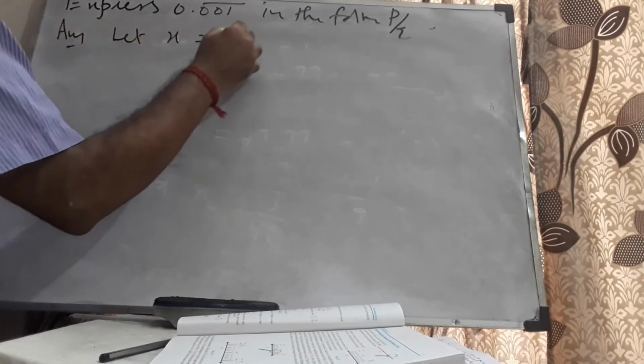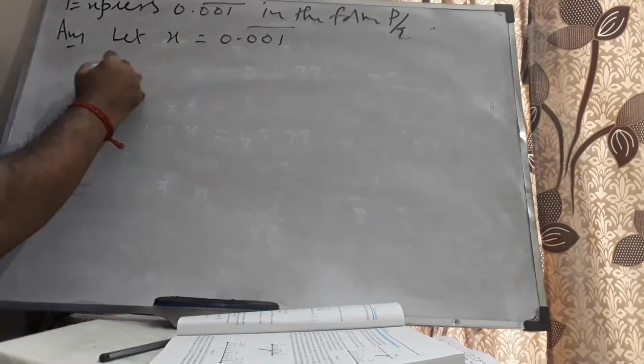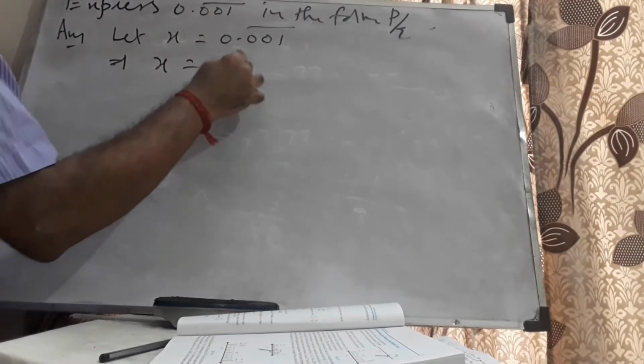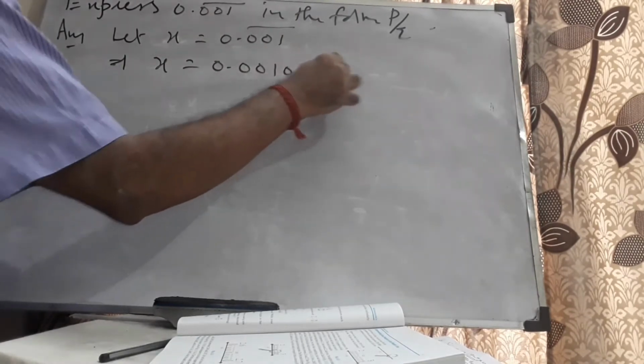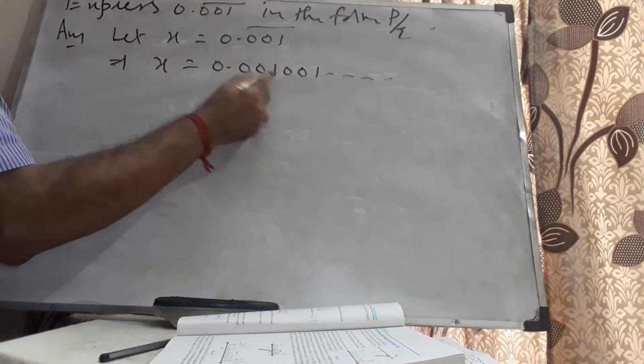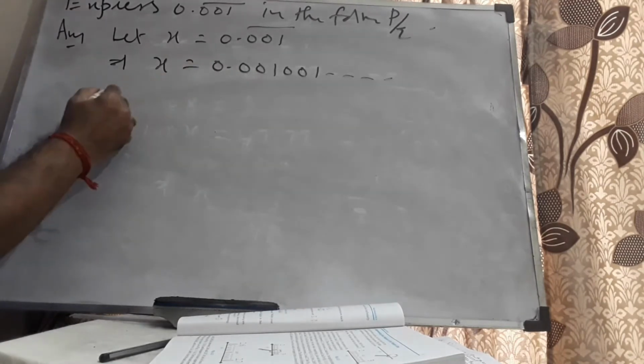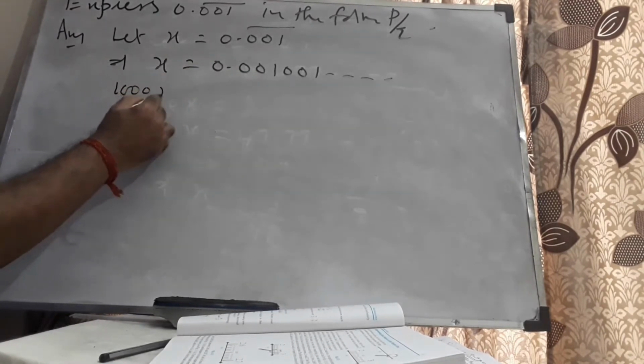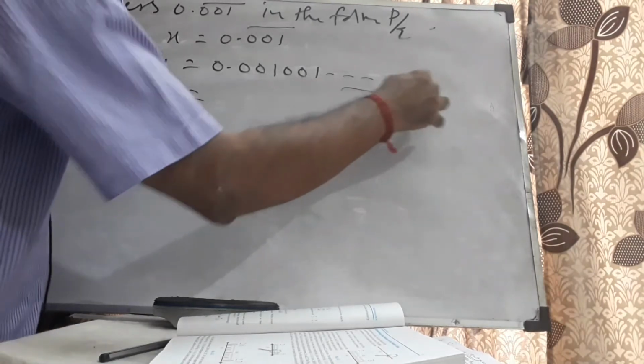Let x equal 0.001 bar, which implies x is equal to 0.001001, etc. Let me multiply by 1000. Listen carefully: 1, 2, 3. There are 3 decimals here. Let me multiply by 1000. This is equation 1.